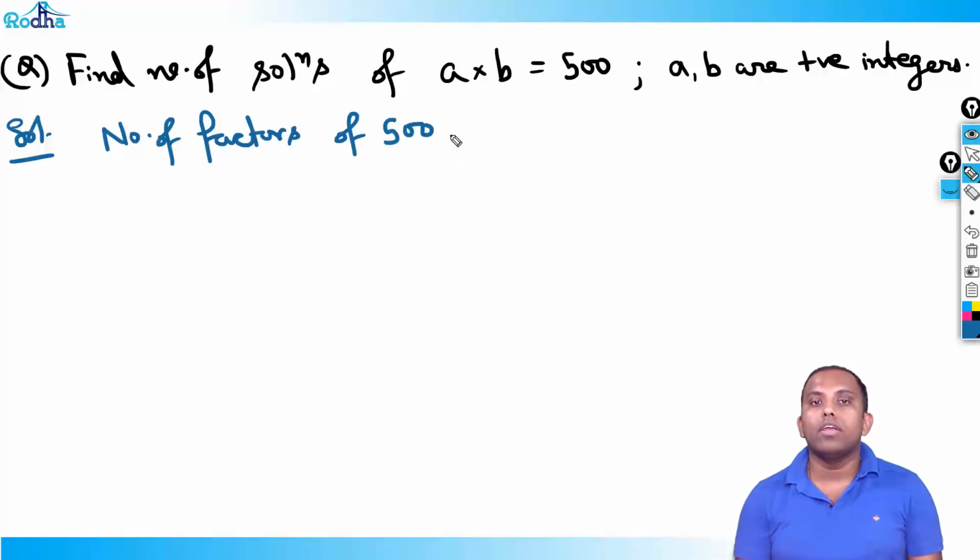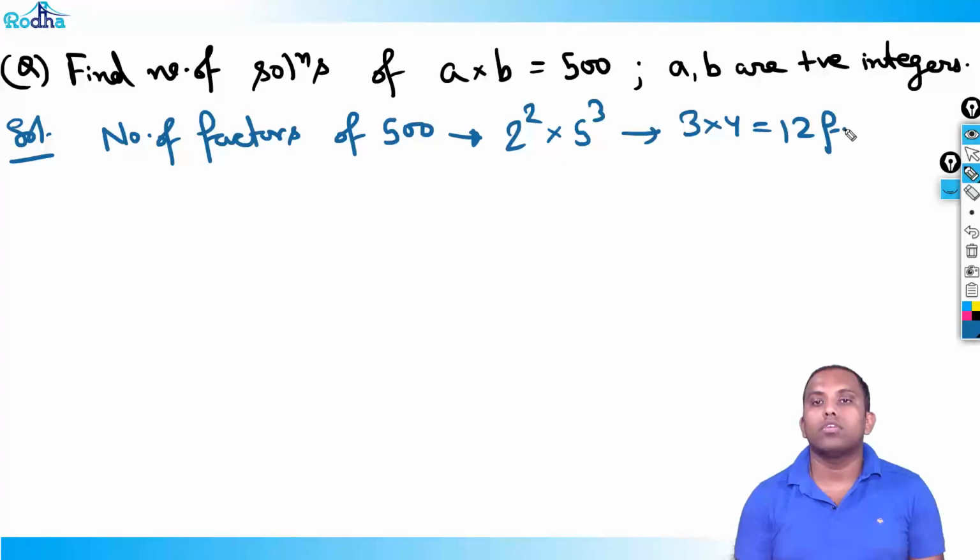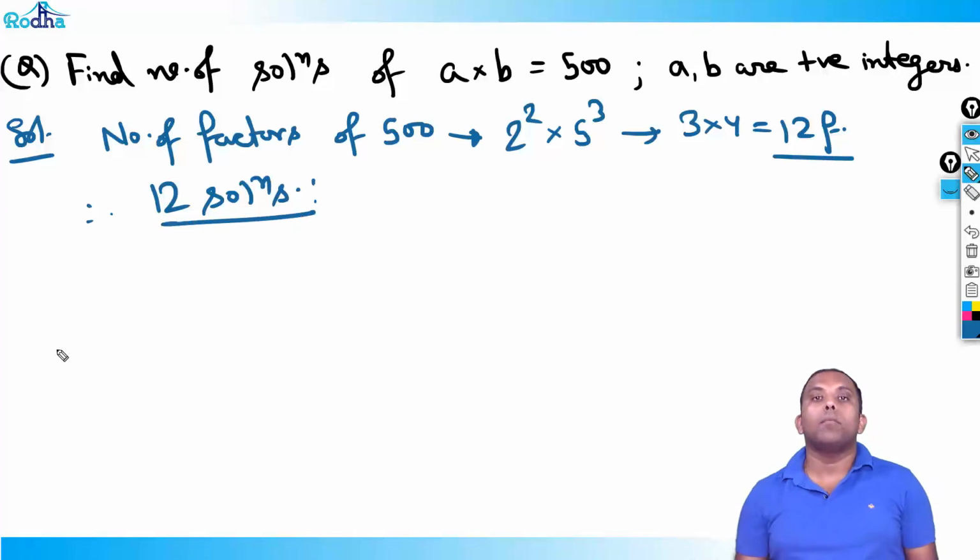How many factors of 500? What is 500? 5 into 100, that is 2 square into 5 cube. How many factors? 3 into 4, total 12 factors. So therefore in this case, total 12 solutions. Mind it, in the last slide we discussed the case of non-perfect squares, right? Here we are also discussing non-perfect squares. Next we'll discuss perfect squares, right?